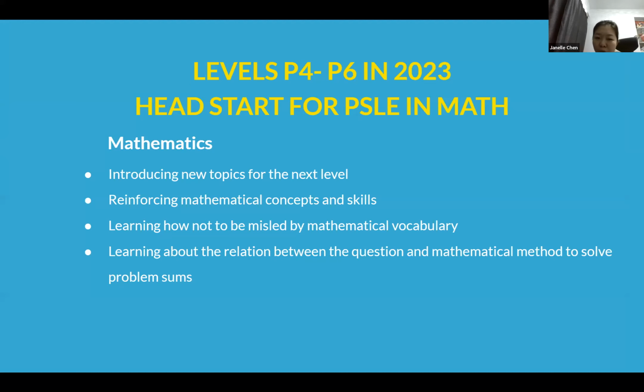So we'll be going through introducing new topics for the next level. Not really new topics, it's more like new concepts and new methods of solving for the next level. And also how not to be misled by the mathematics vocabulary. Like just now what we said about the 2/3, you must know that the numerator is for the person in front and the denominator is for the person at the back. And also when to multiply for fractions. Let's say they say 2/3 of the remainder or 2/3 of the amount, whether you multiply or draw a model. I'll be doing those in the workshop.